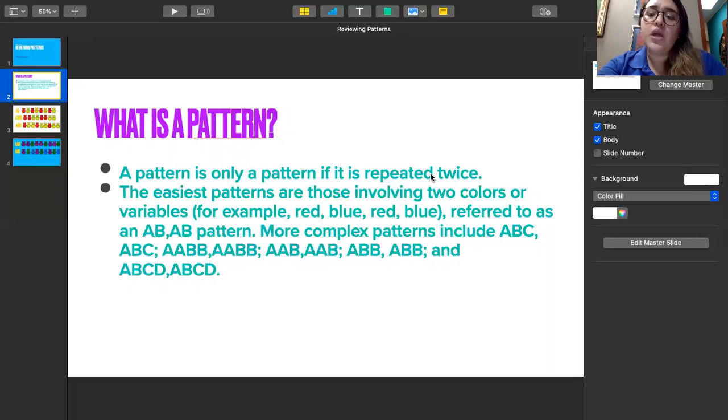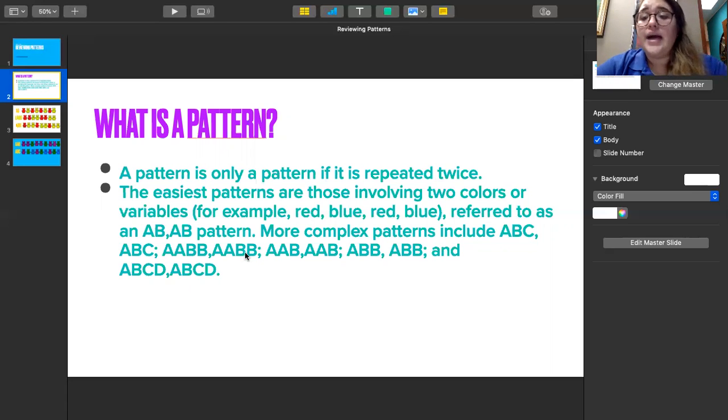When we do an ABC pattern, we use three colors. Let's see, for example, I have red, blue, and yellow. So if I have an ABC pattern, it would be red, blue, yellow, red, blue, yellow, red, blue, yellow, red, blue, yellow.